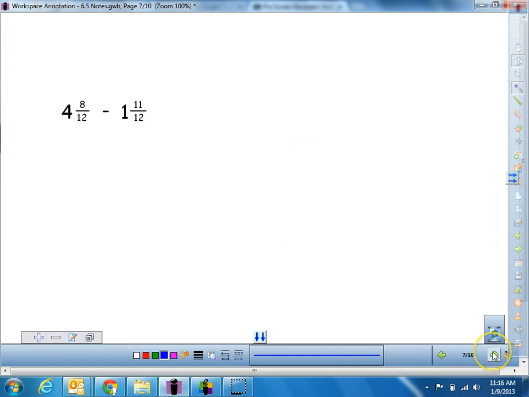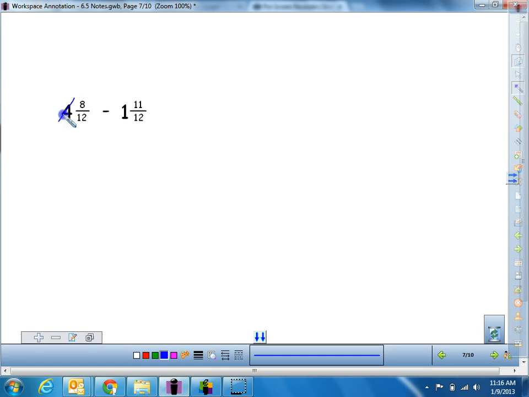All right, let's try it again. This time we're going to try it without a picture. I've got 4 8/12 minus 1 11/12. I can do this. 4 is bigger than 1, so I can do it. However, I can't take 8 and subtract 11 from it. So what I need to do is rename.